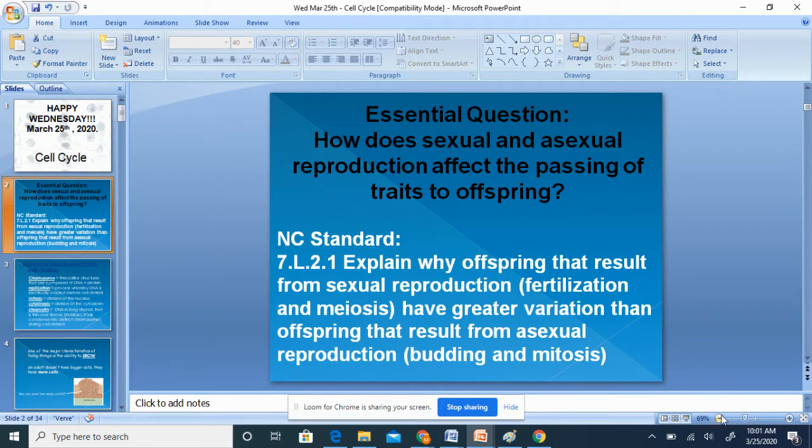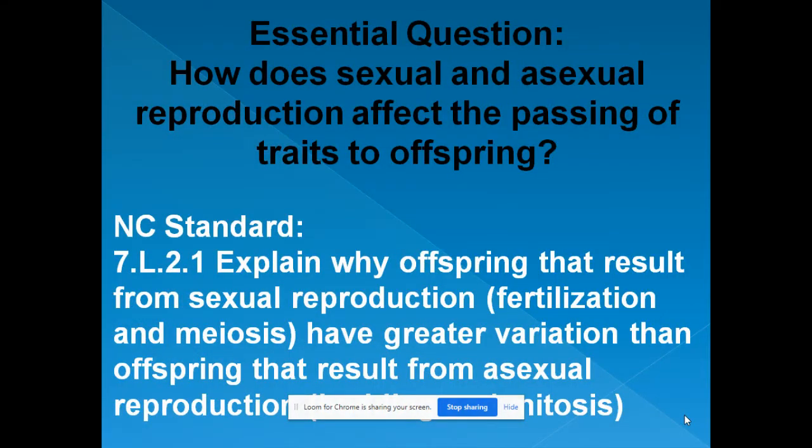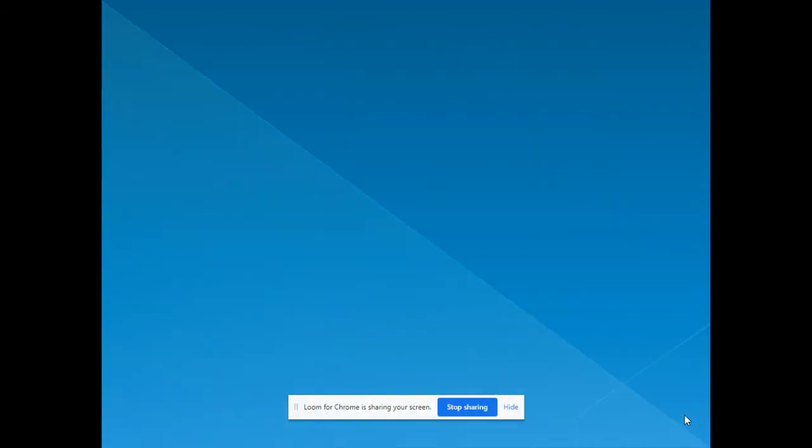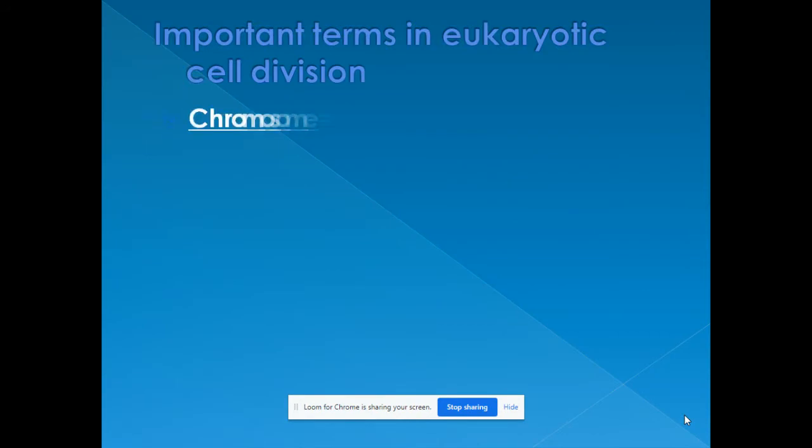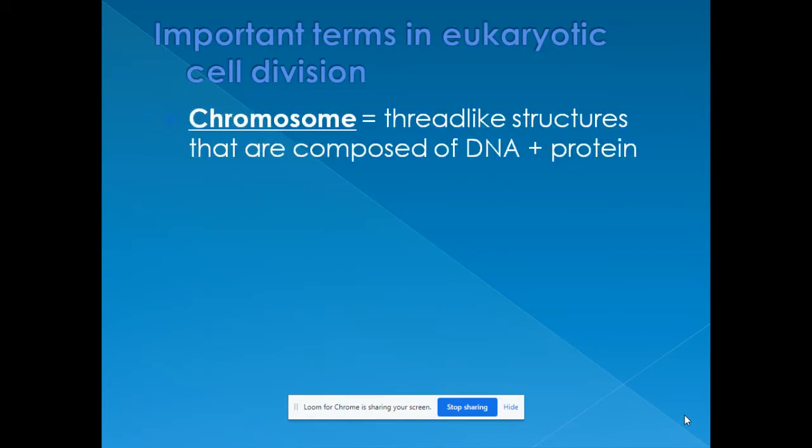Let's see if I can. Here we go, I can see full screen. So the idea of the class today is to try to understand how the cells can be divided and how the cells will be able to organize and control all the cell division process. So, important terms in eukaryotic cell division.